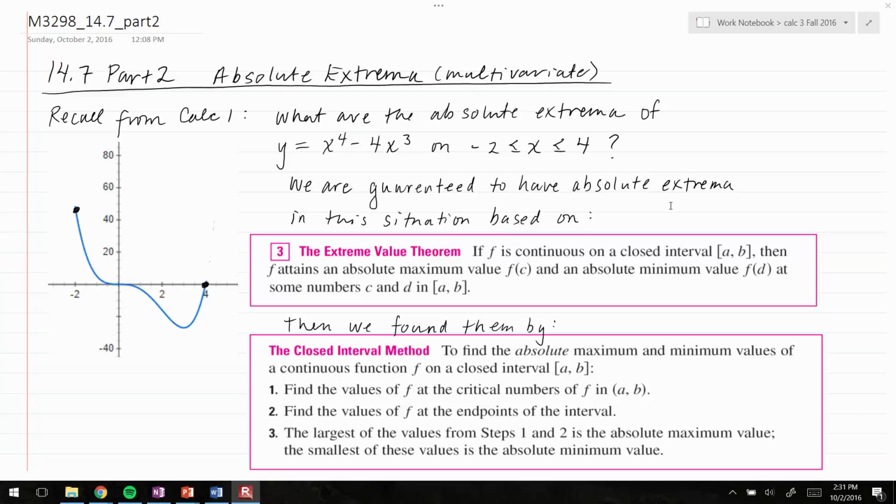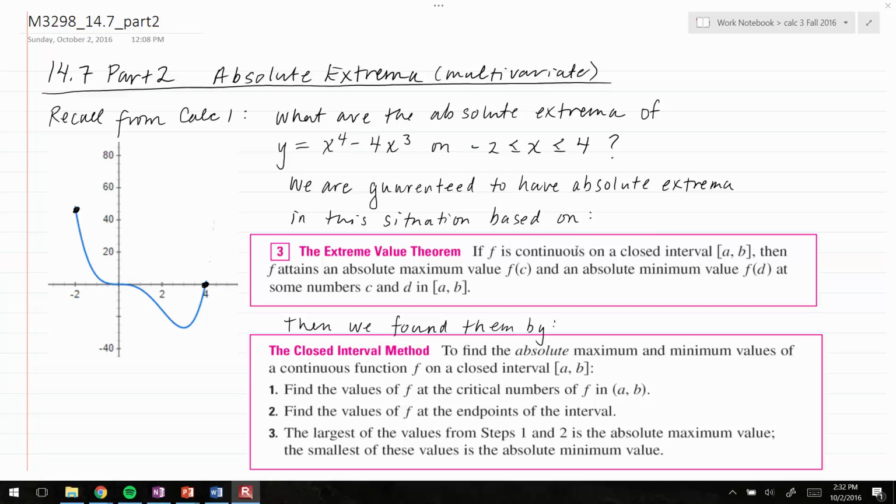This is actually what we covered first when we had Calc 1 with our textbook. We talked about the extreme value theorem. If f is continuous on a closed interval from a to b, then f attains an absolute maximum value f of c and an absolute minimum value f of d at some numbers c and d on a to b, where a to b is a closed interval. It turns out that closed interval is super important here: if we have that closed interval, then we're guaranteed to have the absolute extrema.